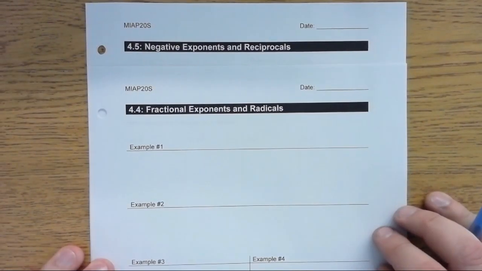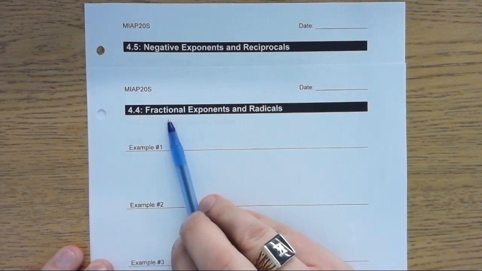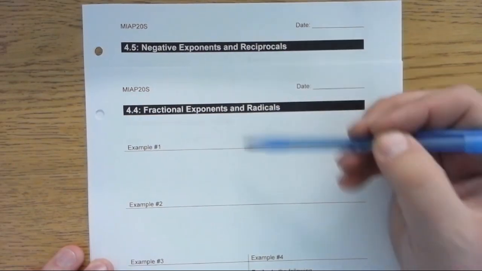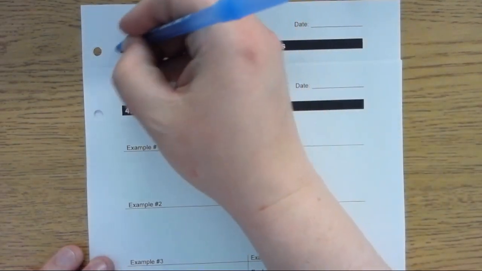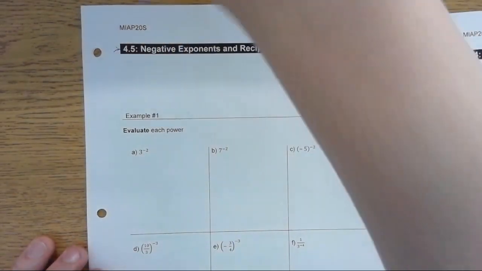Okay, so today we're going to do 2 lessons in one. We're going to explore how fractional exponents work and how negative exponents work. Now, we're going to do both lessons at the same time, but I'm actually going to start at 4.5. So can everybody go to 4.5? That's where we're starting.